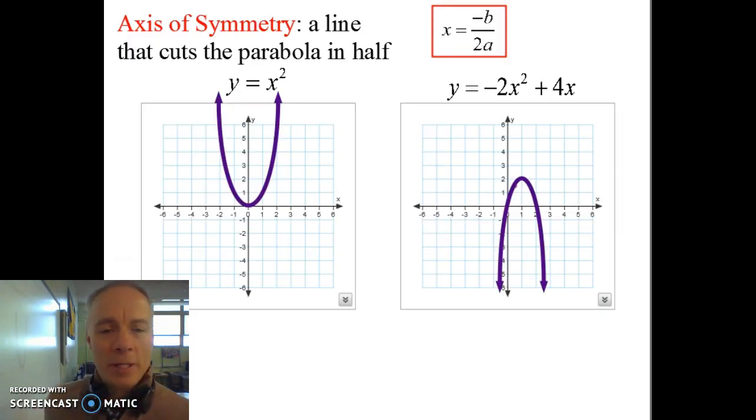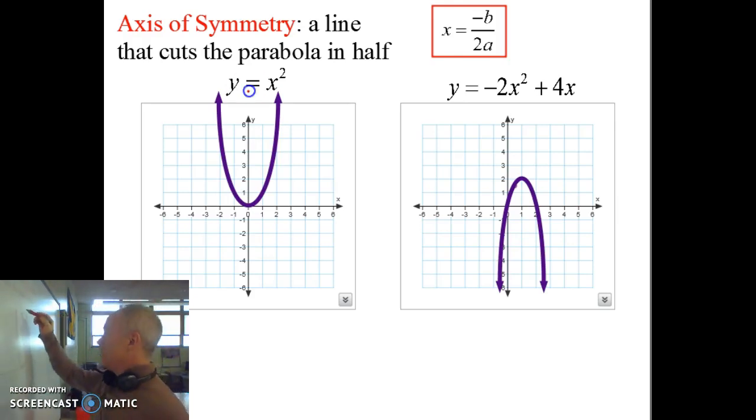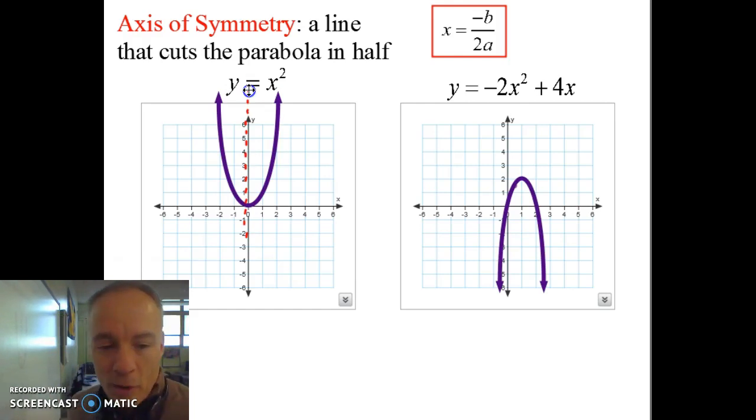Axis of symmetry. So here's another clue that can help you to estimate a graph of a quadratic equation. You can use this formula, x equals the opposite of b over 2a, to determine the line of symmetry. Like if you were to cut the parabola in half and fold the graph, it would be symmetrical all around that line of symmetry. So in this first case, the line of symmetry is right here, and there's an equation for the line of symmetry.